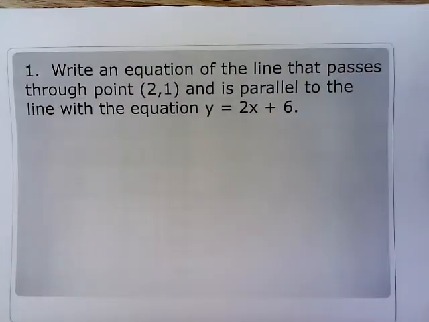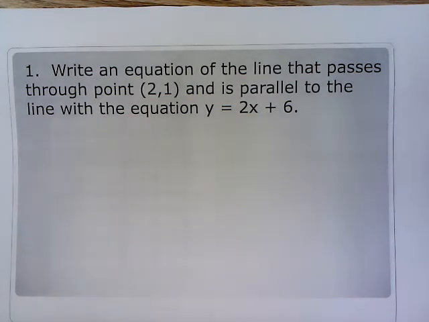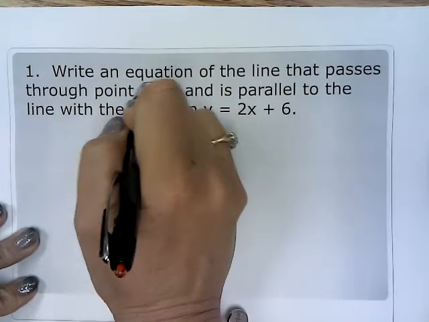First question. We're going to write an equation for a line that passes through point (2, 1) and is parallel with the equation y = 2x + 6. Okay, a couple things are going on here. First, if we're going to write an equation of a line, we need to make sure we have a slope and we have a point. So right here we have a point. It says through this point.